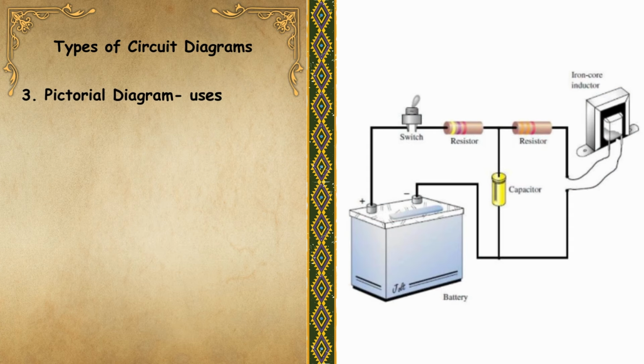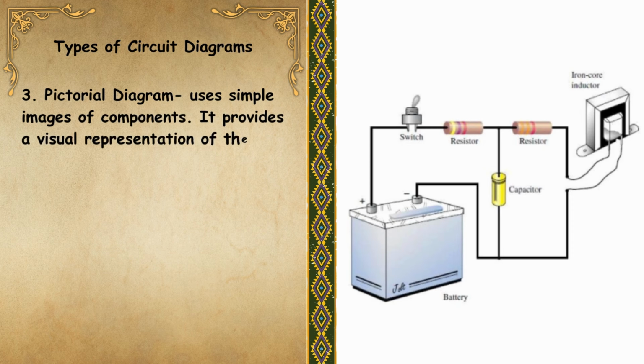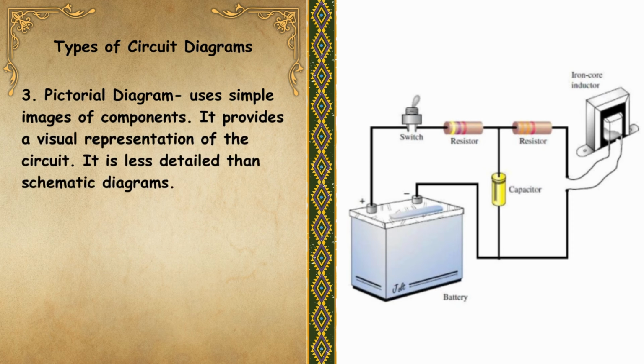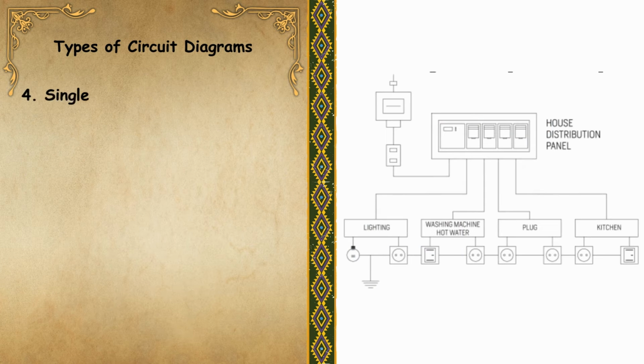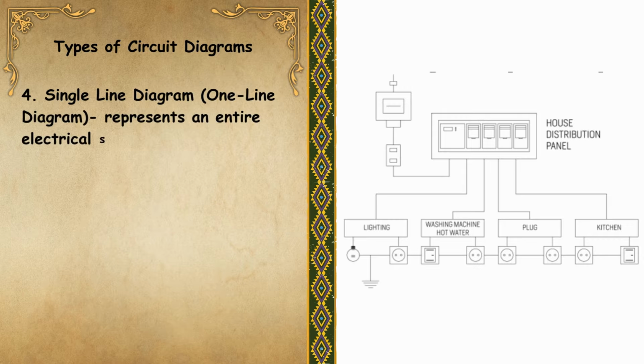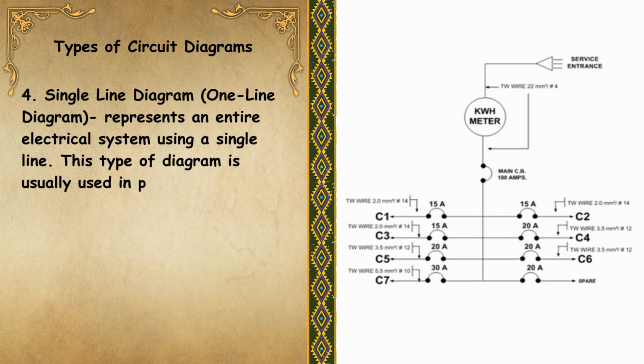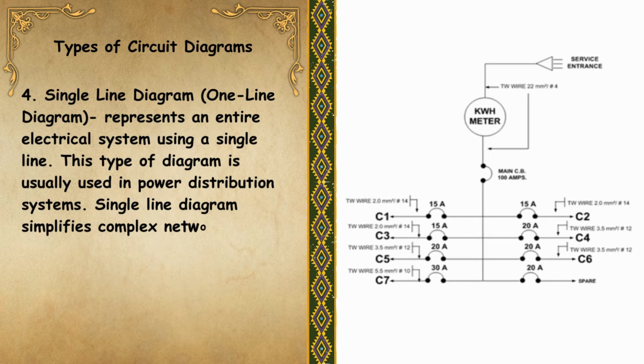3. Pictorial diagram uses simple images of components. It provides a visual representation of the circuit. It is less detailed than schematic diagrams. 4. Single line diagram, one-line diagram, represents an entire electrical system using a single line. This type of diagram is usually used in power distribution systems. Single line diagram simplifies complex networks for better understanding.